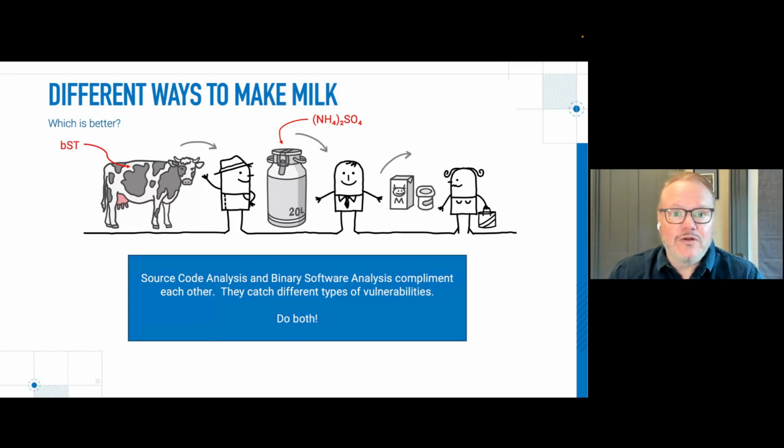Because as we've seen with those software supply chain attacks that I talked about at the top of the webinar, they're happening in many different ways. In some cases, binary software analysis is going to catch those issues. In other cases, if a different kind of attack occurred, it's going to be source code analysis. So we really recommend that everyone do both kinds of analysis on the software that they're producing.